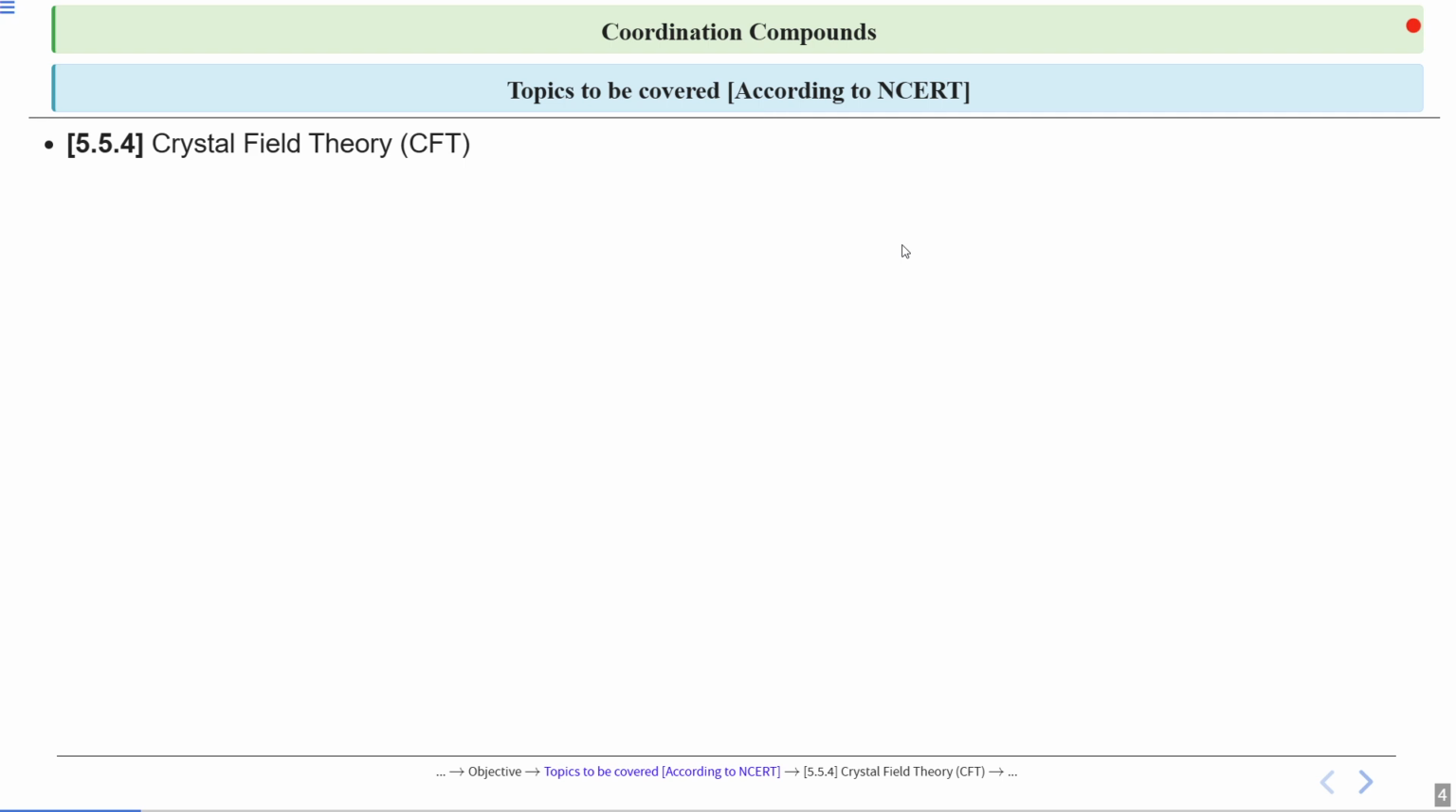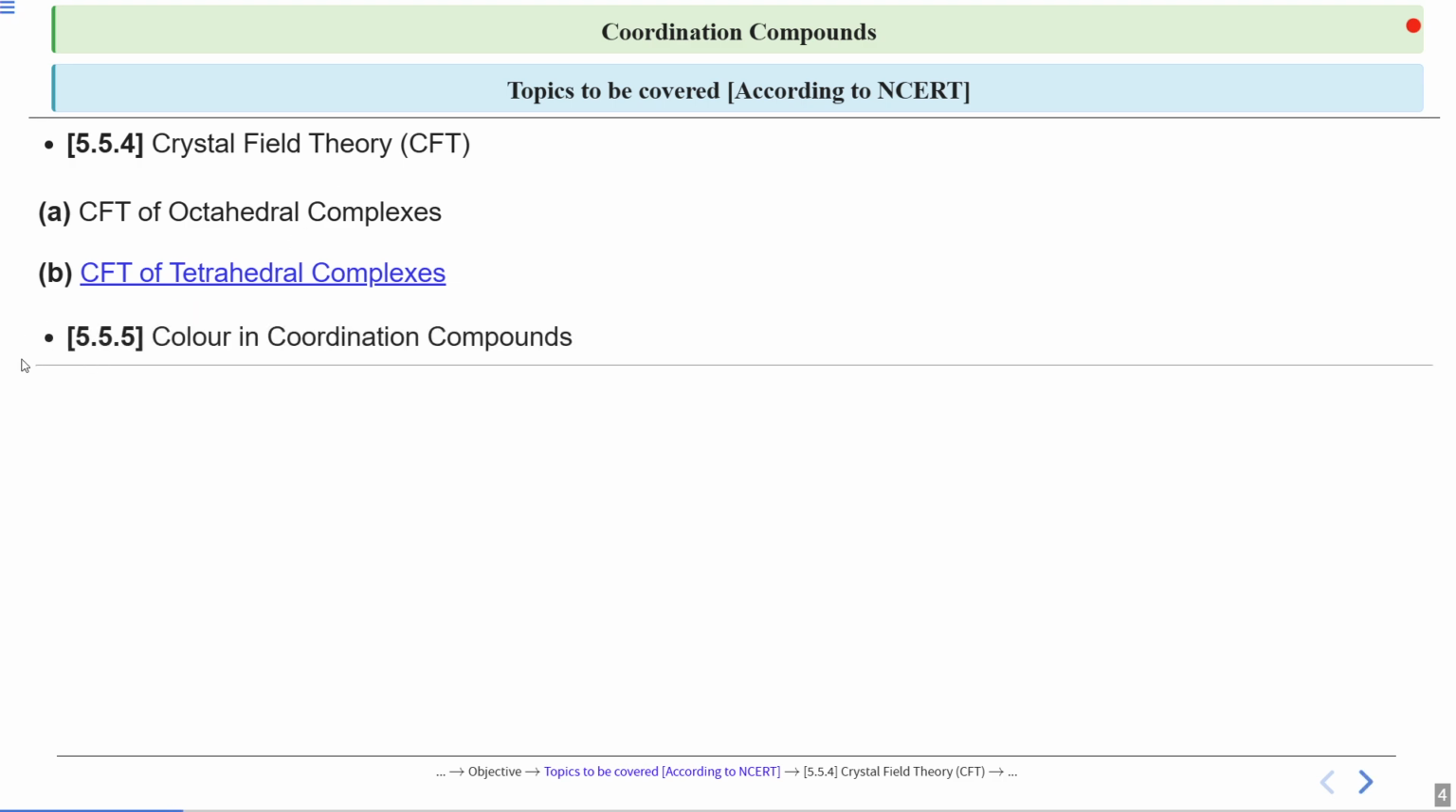The topics that we are going to cover today, according to the NCERT, first is section 5.5.4 crystal field theory, CFT. In this, there are two sections. The first is CFT of octahedral complexes, and another is CFT of tetrahedral complexes. The octahedral part we have covered in the previous lecture. Today we are going to see the crystal field theory of tetrahedral complexes, and then we also cover section 5.5.5, the color in coordination compounds. So let's begin.